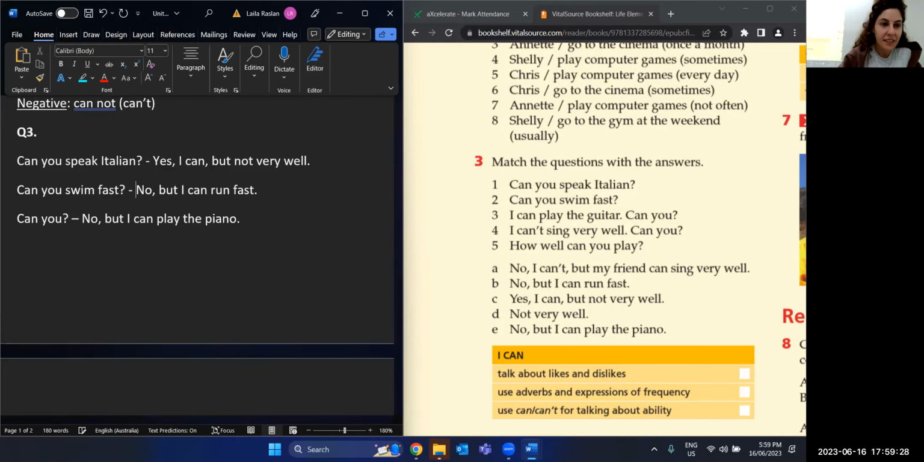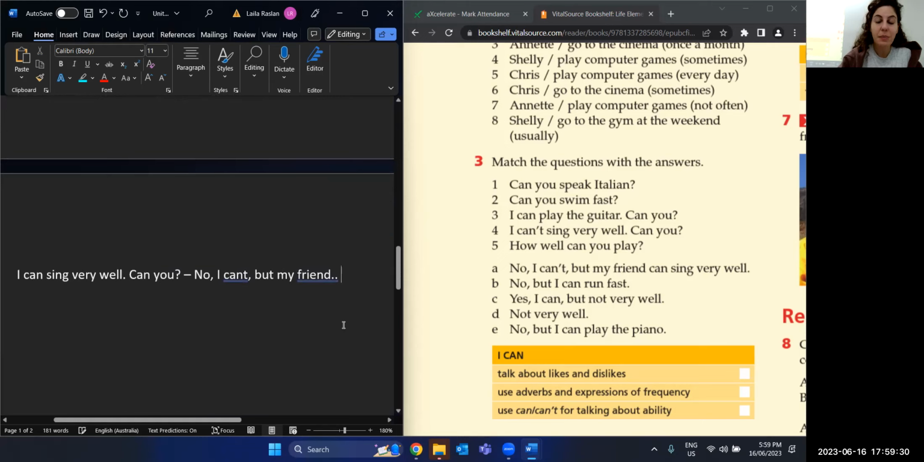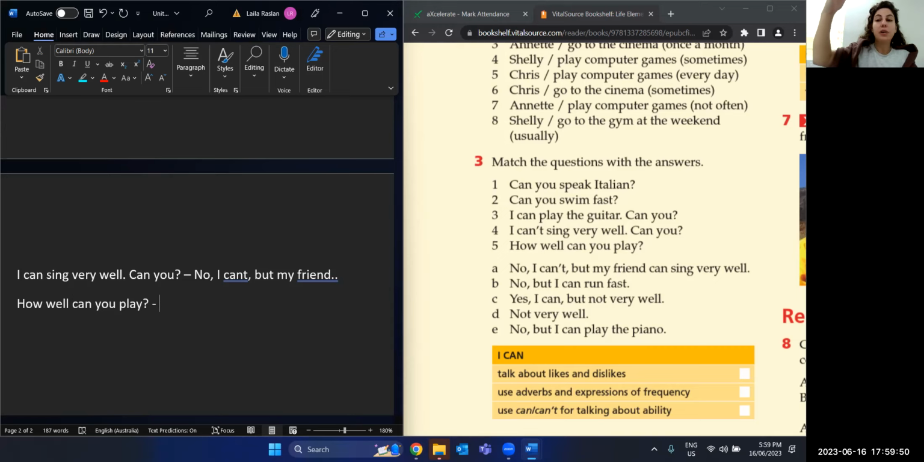And the last one, how well? So remember we looked at these questions. How well can you play? So how well? Very well, not very well. Whenever you hear how well, if you want just the basic answer, think very well, not very well. How well can you speak Spanish? Very well. How well can you play soccer? Not very well. How well can you dance? Very well. So think of very well, not very well.